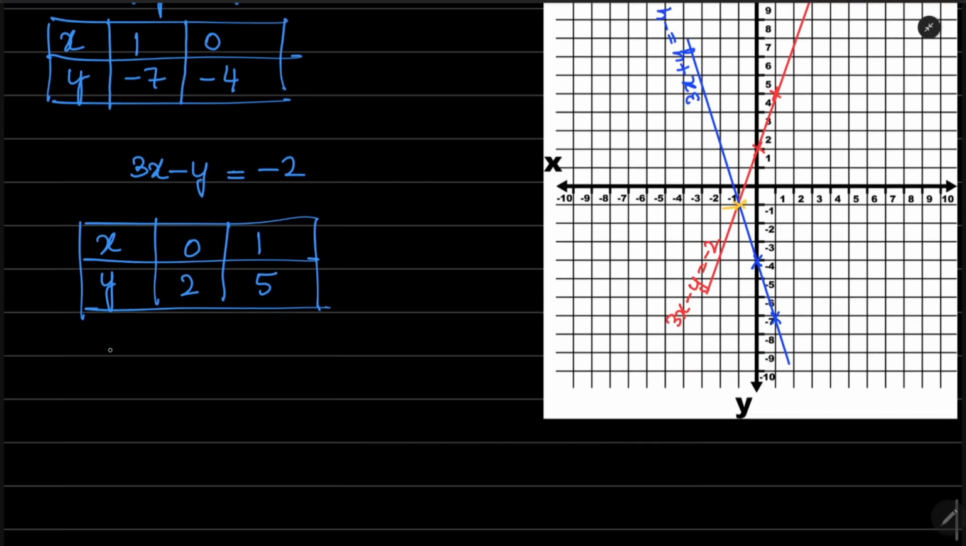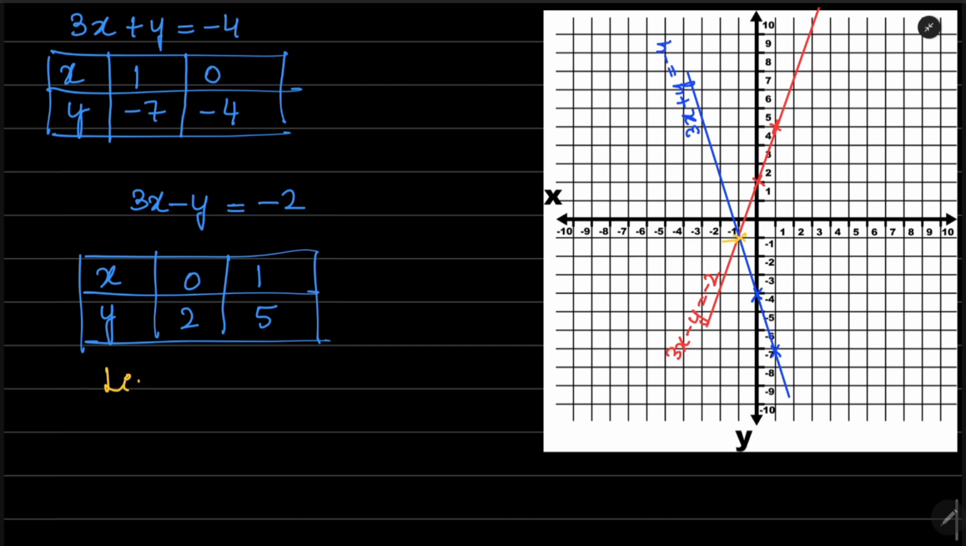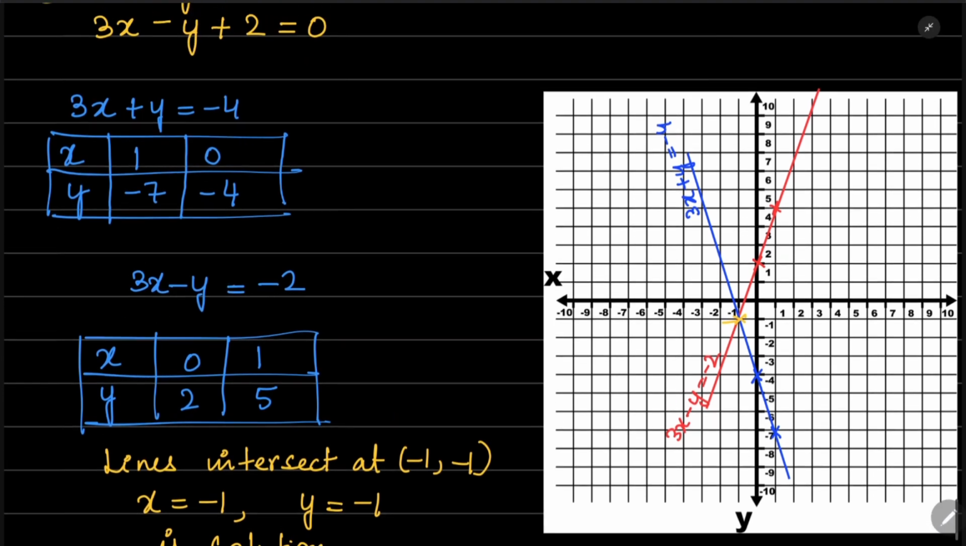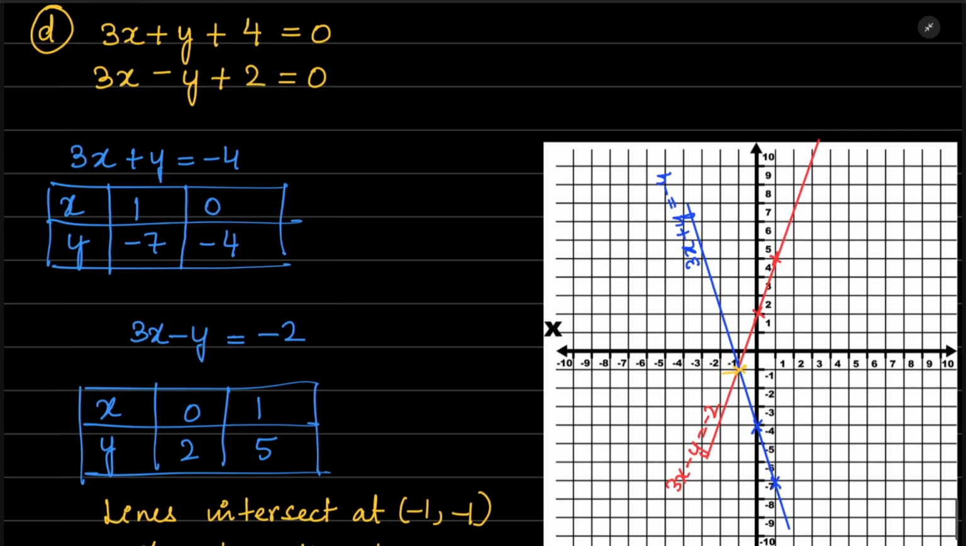So you can just write it. The lines intersect at minus 1 comma minus 1. What does it mean? x equal to minus 1 and y equal to minus 1 is the solution of the given system of equations. So if you are drawing it accurately, you should be able to get minus 1 comma minus 1. Okay, this is how you solve a pair of equations graphically.